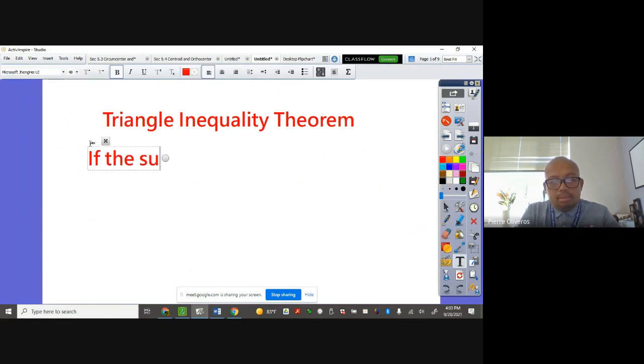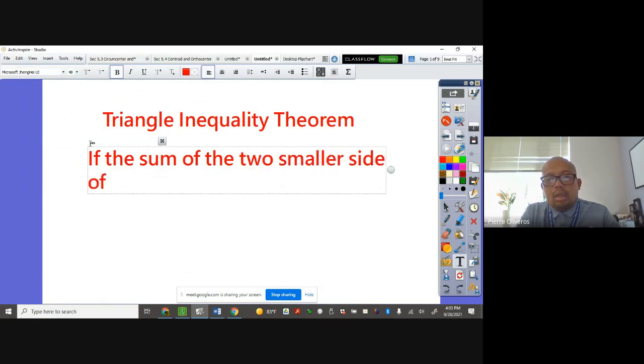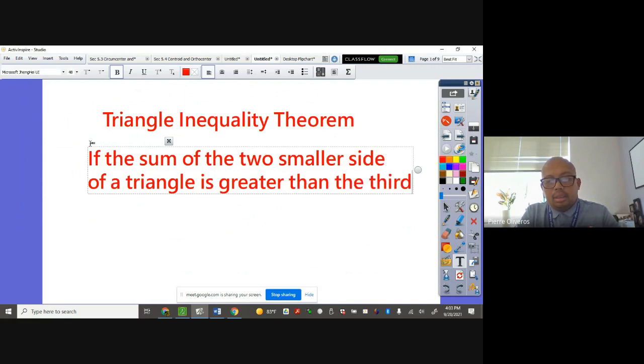If the sum of the two smaller sides of a triangle is greater than the third side, then it forms a triangle.